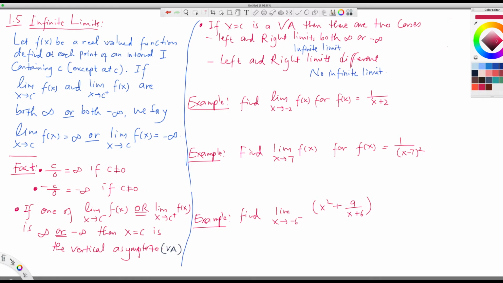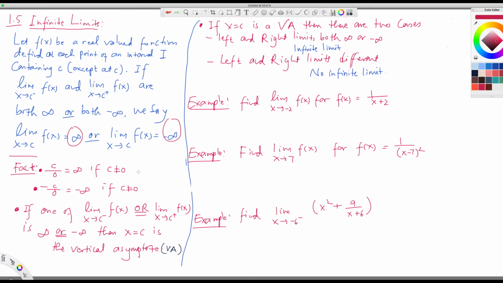Let f(x) be a real valued function defined at each point of an interval I containing c. Suppose there is an interval that has c, and the function is defined at each point in that interval, but it may not be defined at c. That is fine. If the limit as x tends to c from the left and the limit from the right are both positive infinity or both negative infinity, then we say that the limit of that function is positive infinity or negative infinity. In this case we call this an infinite limit, because we got infinity.